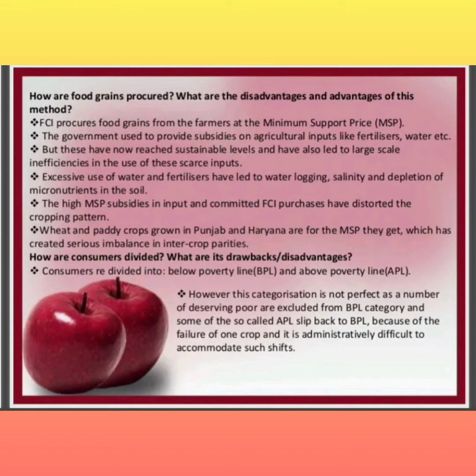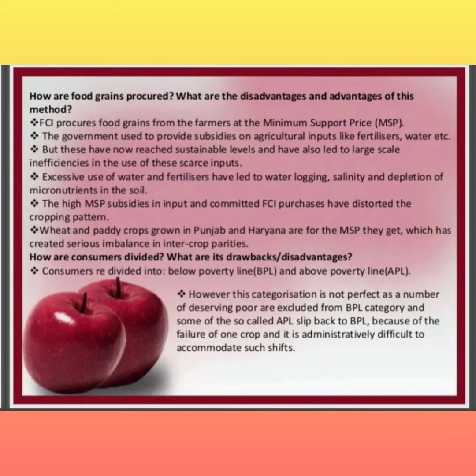Now, however, if we talk about this categorization, that is, dividing consumers into two categories, it is not perfect, as a number of deserving poor are being excluded from the BPL category, and some of them, called APL, or above poverty line, slip back to BPL. So sometimes there is a slip, or a change, between the consumers in each category. Why is it so? Because of the failure of one crop, and it is administratively difficult to accommodate such shifts.